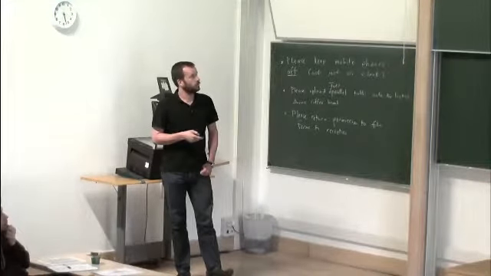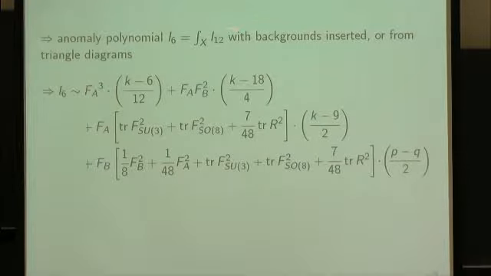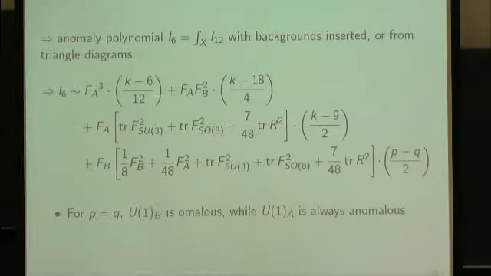And if you look at the polynomial, actually just the I12, insert the backgrounds, or you can just take the 4D modes and consider the diagrams, and then you get these F_A, F_B contributions, and you see that depending on these numbers P, K, P, and Q, you can have for example U1_B totally anomalous, but U1_A, for example, always is anomalous in one way or other.